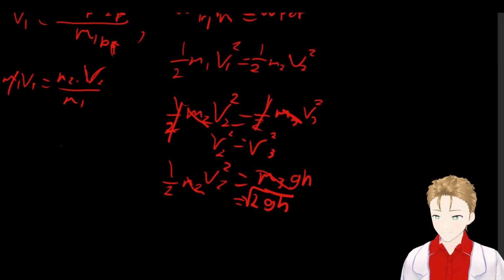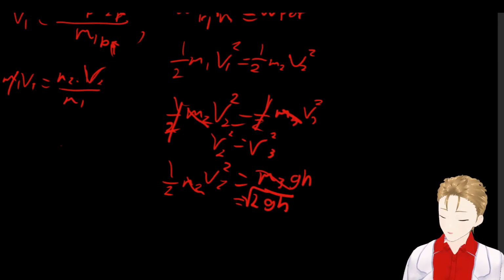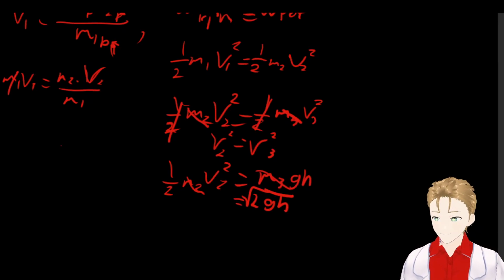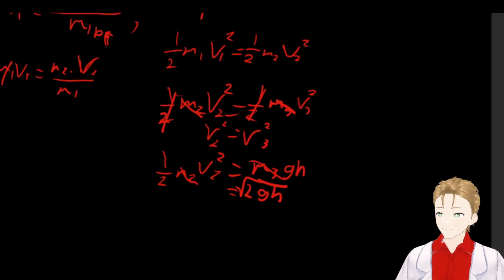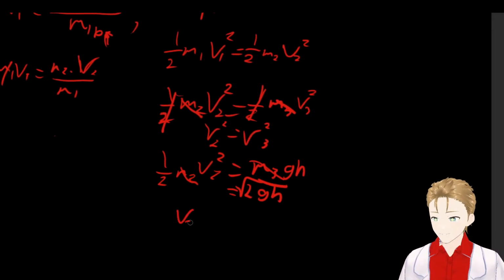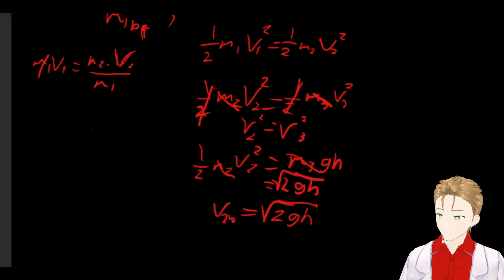About what? About what? That's correct. Never mind, I'm perfectly correct. We do 2, 3, whatever. Is the square root of 2gh. That is the bullet's second one.